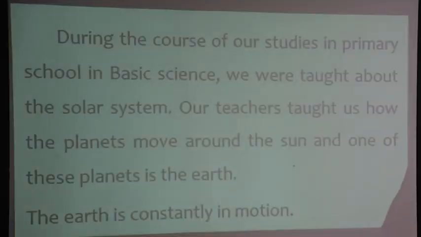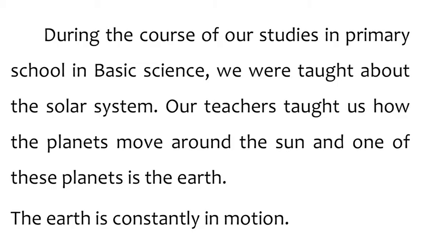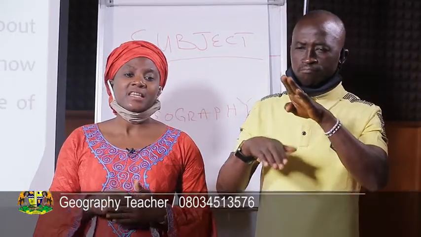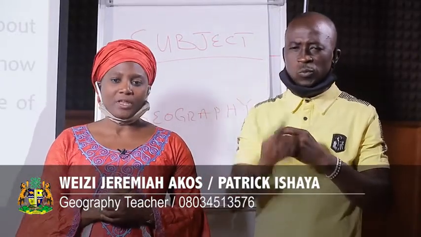During the course of our studies in primary school, that is in basic science, our teachers taught us about the solar system. And we're taught that the planets move around the sun. And one of the planets that move around the sun is the Earth. The Earth is constantly in motion. That is, it is always moving.